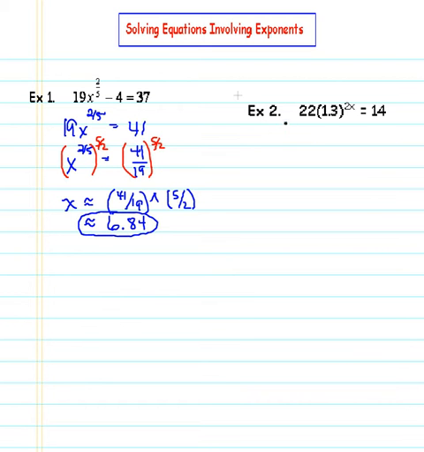In our second type of problem, this is an exponential equation. Again, I want to get the x by itself, so I'm going to try to get as much away from it as I can, beginning with the 22. When you look at this initial problem, the 2x exponent does not apply to the 22, so I'm going to want to get rid of the 22 first by division, much the same way in this example I got rid of the 19 by division. So 1.3^(2x) is the same as 14 divided by 22, which reduces to 7/11.